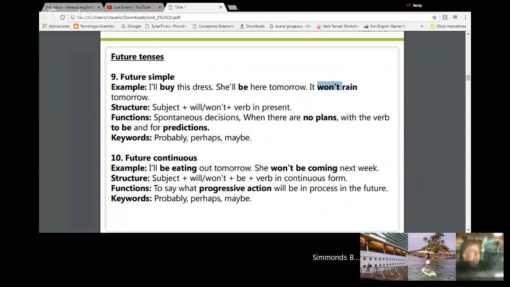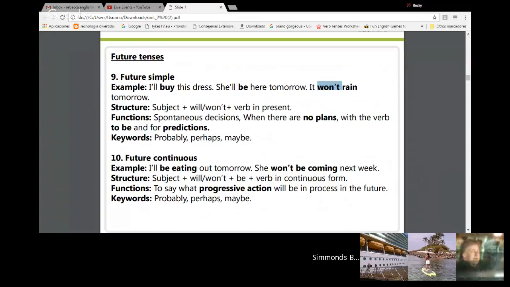No, in this case, no. The prediction is with will. I'm leaving is planned. I'm going to go snorkeling tomorrow. That's a planned action. So it's future. Correct, because you have the word tomorrow, and tomorrow is always the future, but the tense is not future.